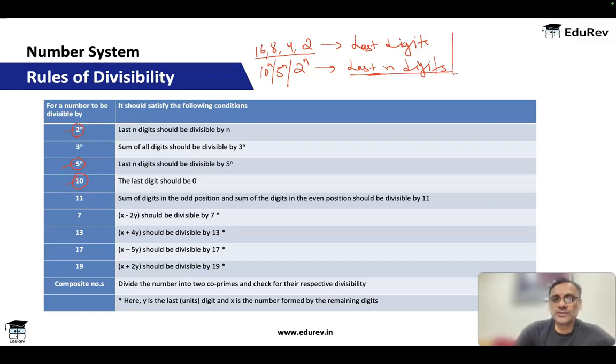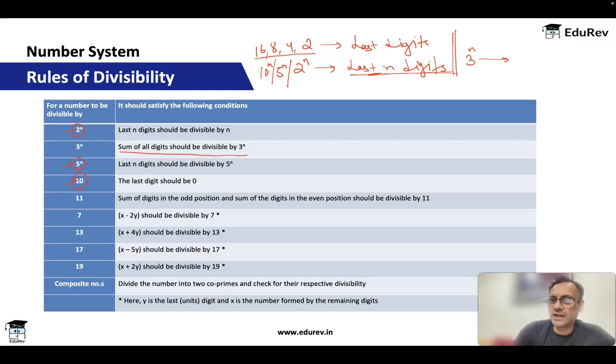Then we have the rule for number 3. For 3, you check the sum of the digits. And the good thing again here is that this rule is not only for 3 but for all powers of 3. So it is the sum of digits, and as you can see, the sum of the digits should be divisible by 3 to the power n.